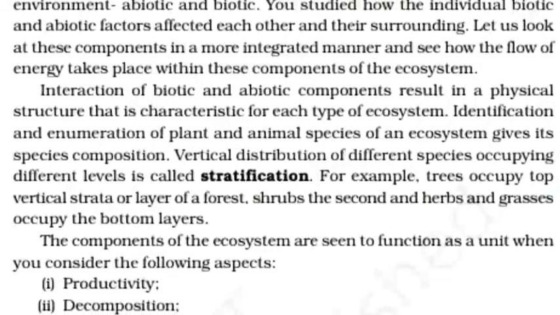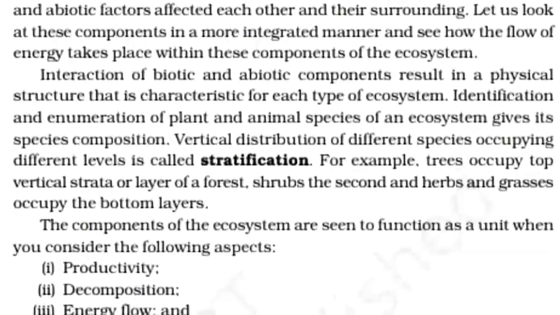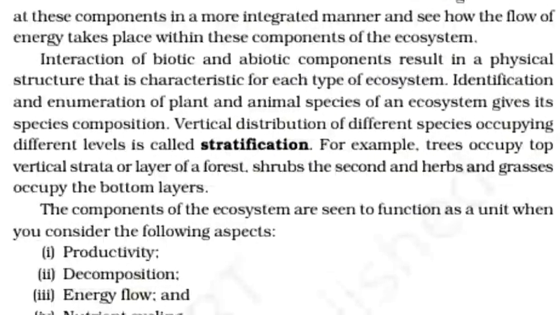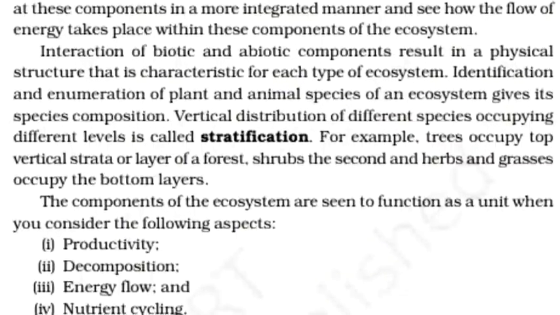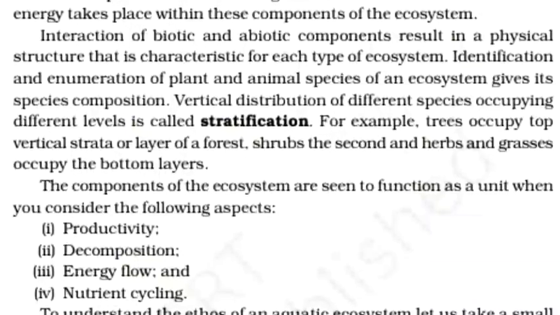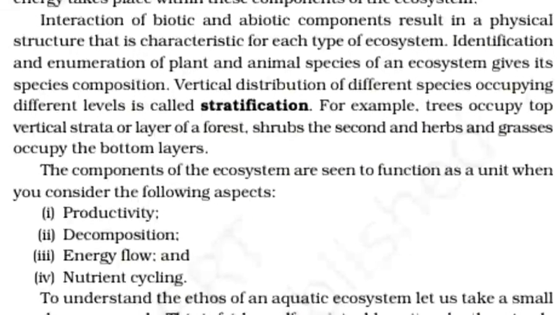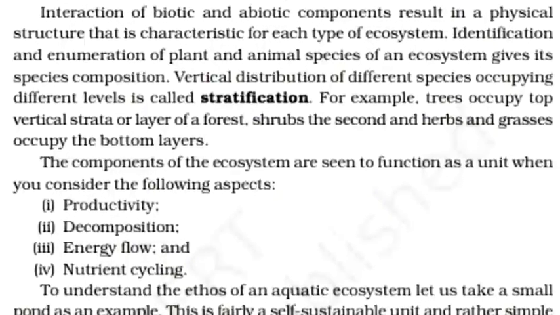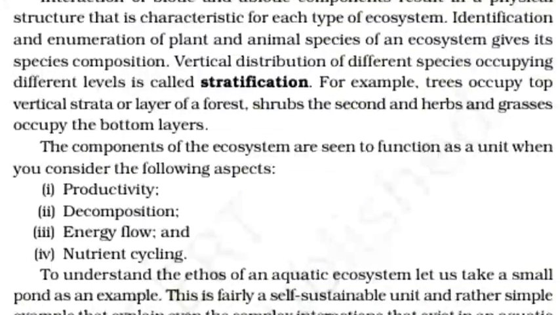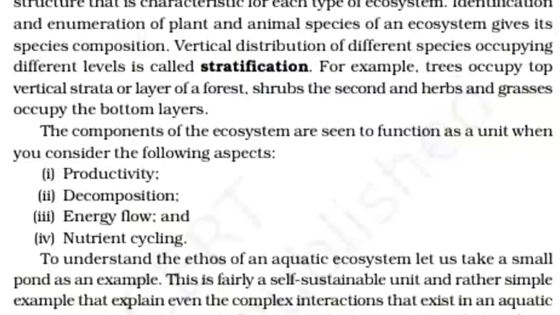Interaction of biotic and abiotic components results in a physical structure that is characteristic for each type of ecosystem. Identification and enumeration of plant and animal species of an ecosystem gives its species composition. Vertical distribution of different species occupying different levels is called stratification. For example, trees occupy the top vertical stratum or layer of a forest, shrubs the second, and herbs and grass occupy the bottom layer.